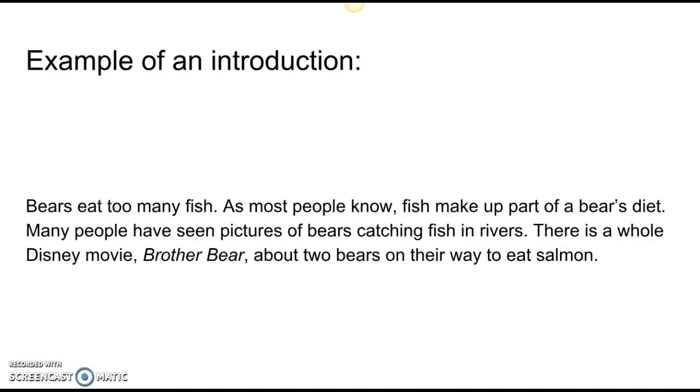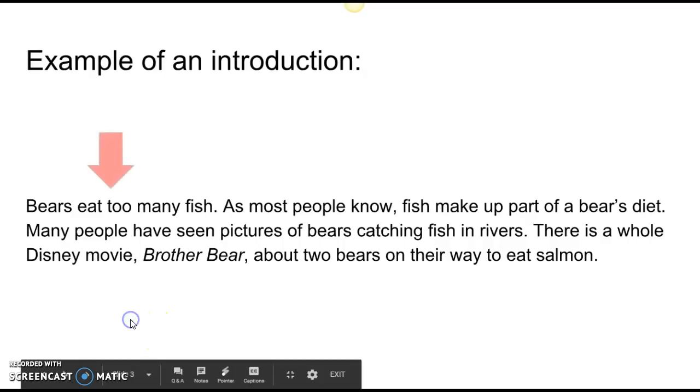Bears eat too many fish. As most people know, fish make up part of a bear's diet. Many people have seen pictures of bears catching fish in rivers. There's a whole Disney movie, Brother Bear, about two bears on their way to eat salmon.